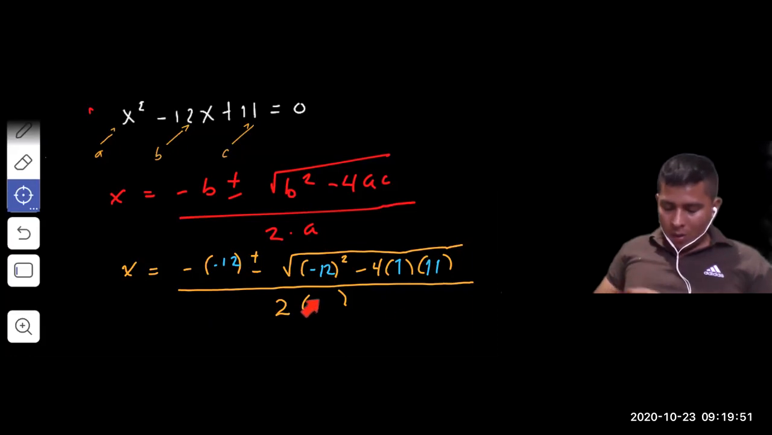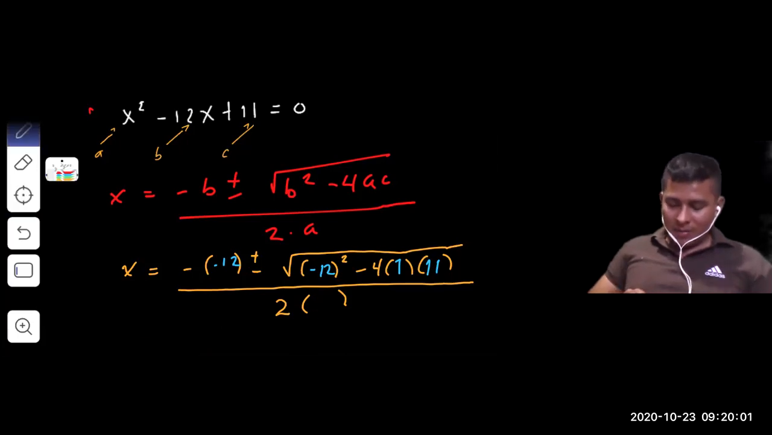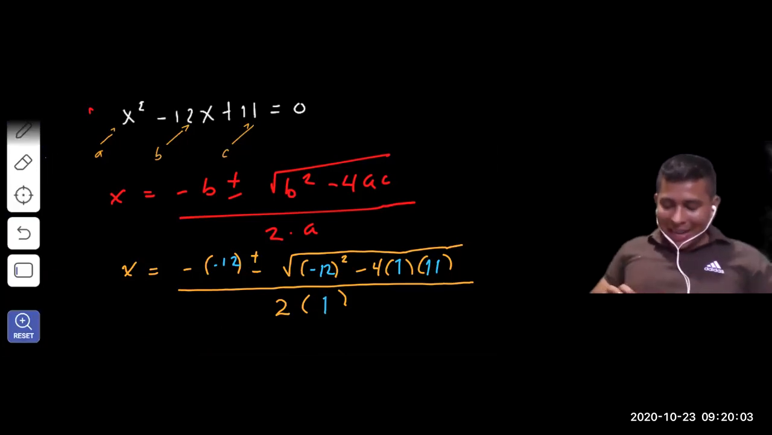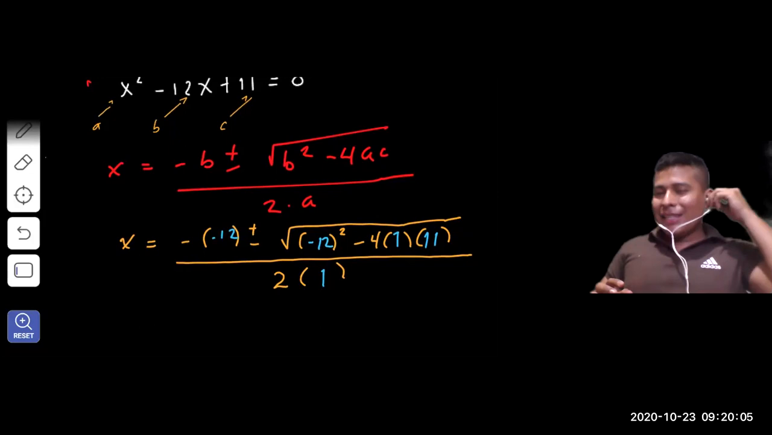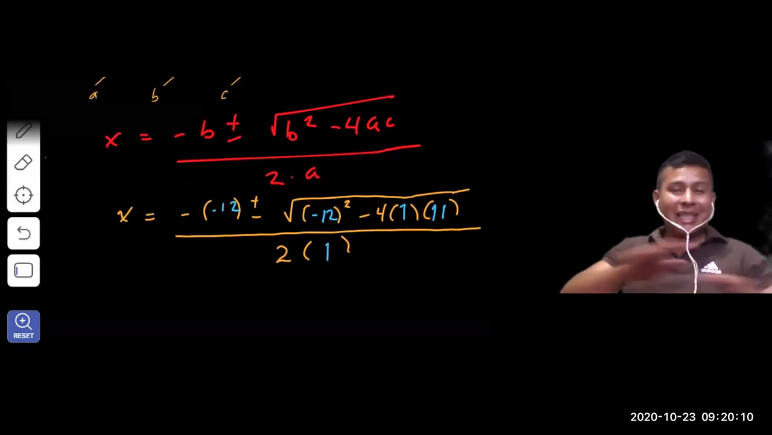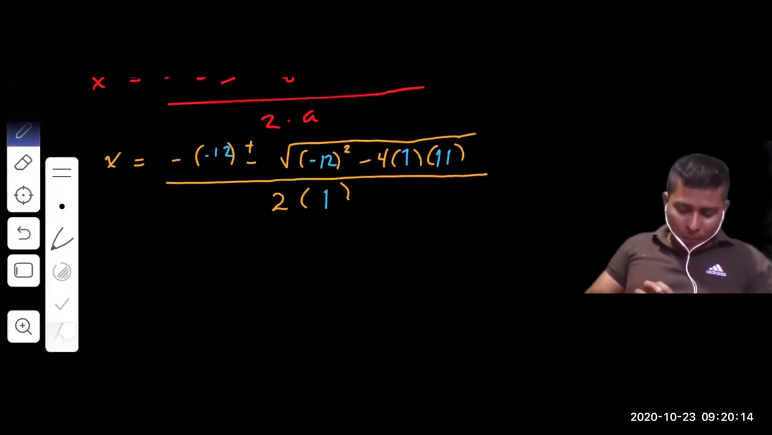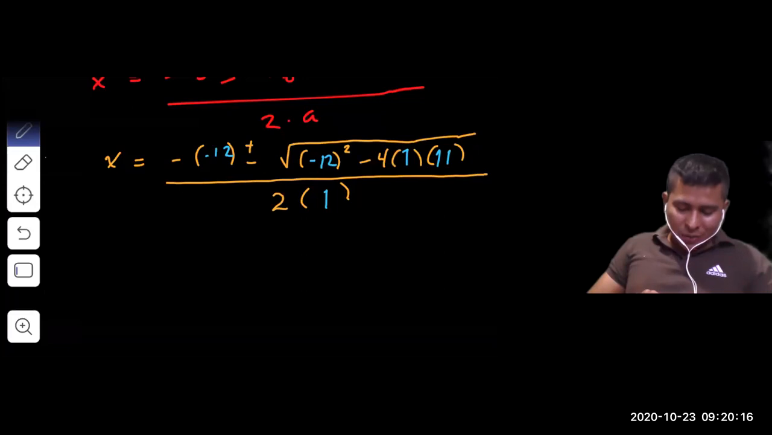All over 2 times A. What is A? Again, this is 1. We're going to put 1 here. Okay, guys, it's going to be a little bit crazy because we have to simplify, but it's just addition, multiplication, and exponents. Just that. Let us recopy all of this, X, and let's try to simplify it.